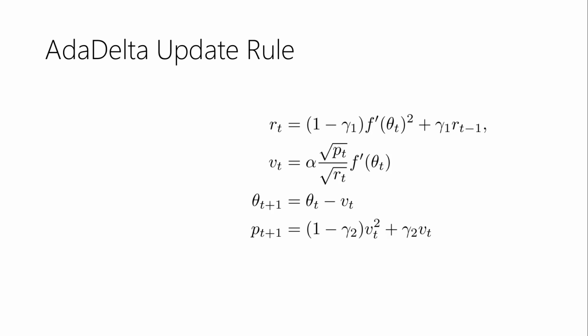Delta theta is equal to minus RMS of [delta theta t minus 1] divided by RMS of g t, multiplied by g t. I'll repeat. Delta theta is equal to minus of RMS of delta theta t minus 1 divided by RMS of g t, multiplied by g t. That is, theta t plus 1 is equal to theta t plus delta theta t. In AdaDelta, we do not even need to set a default learning rate as it has been eliminated from the update rule.